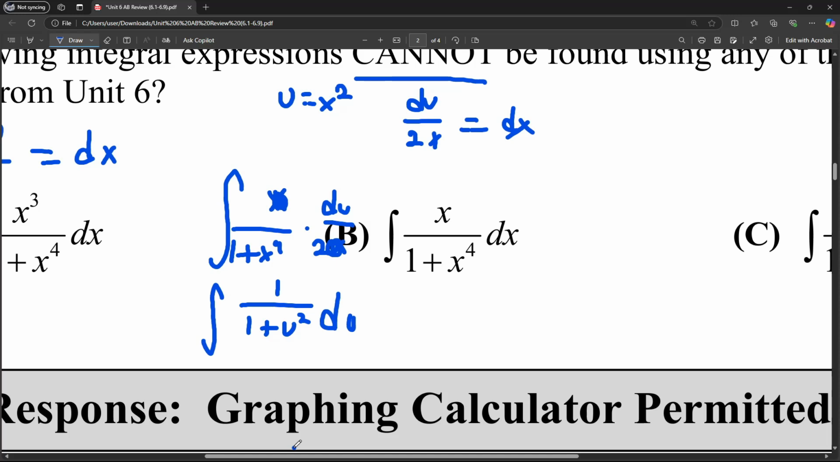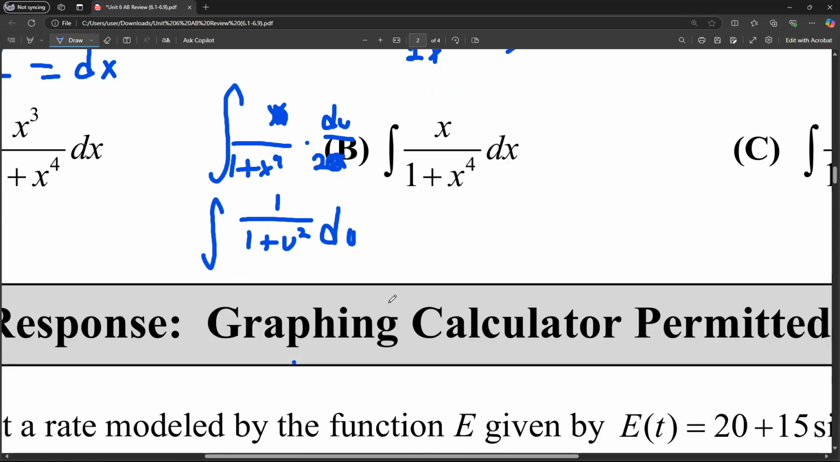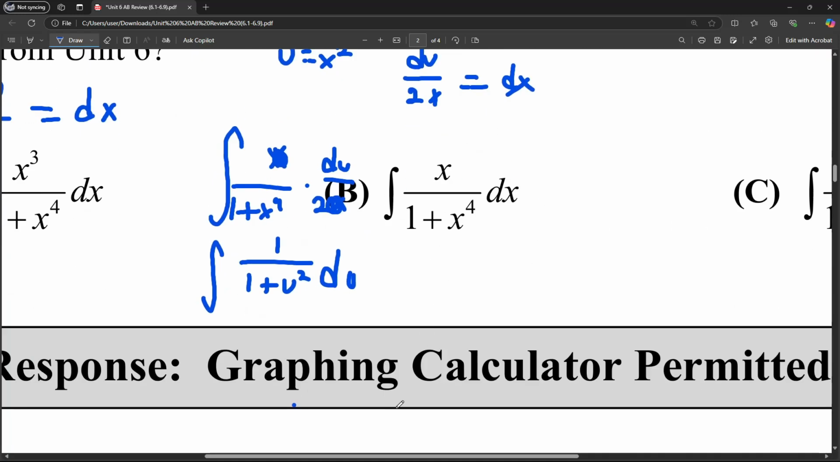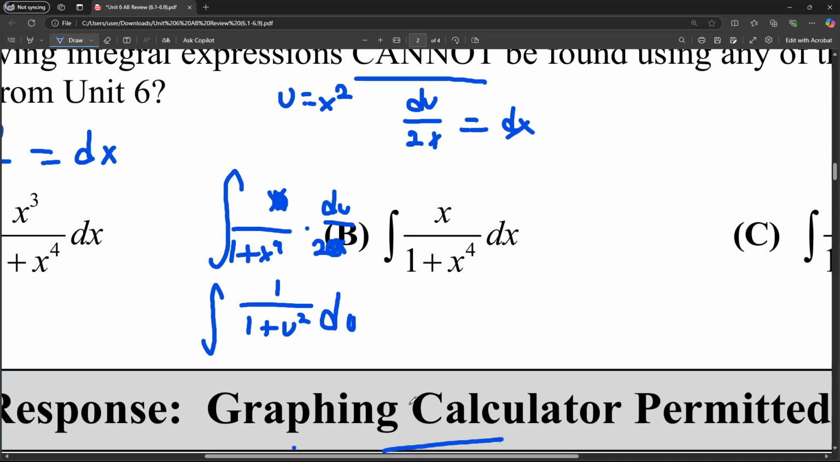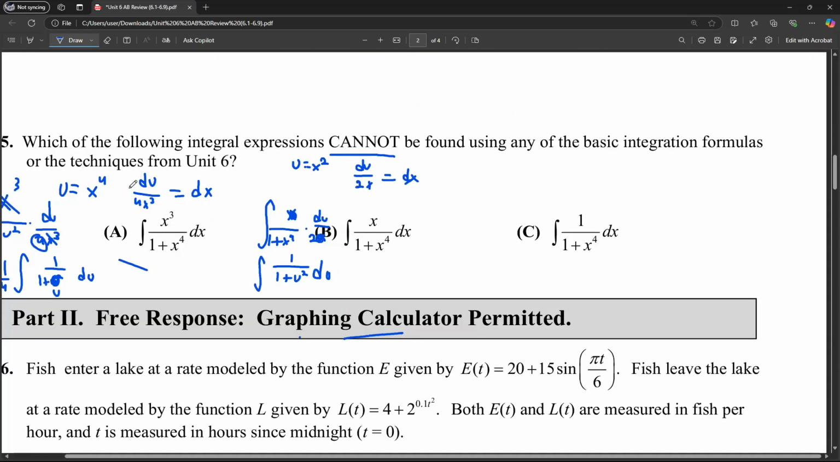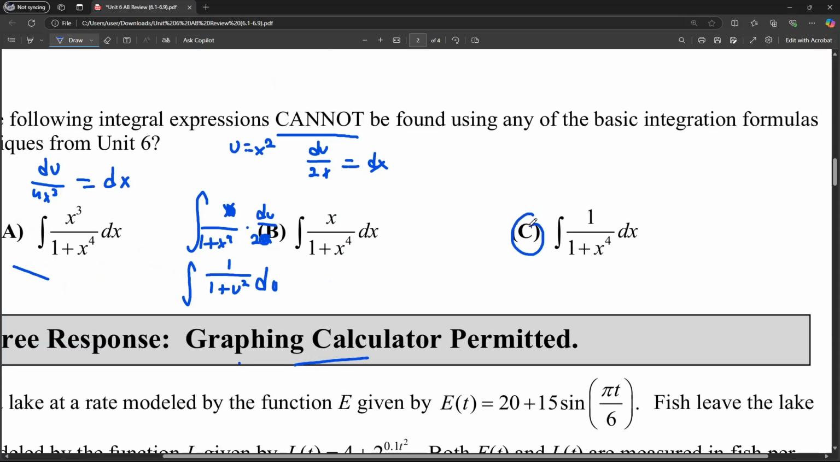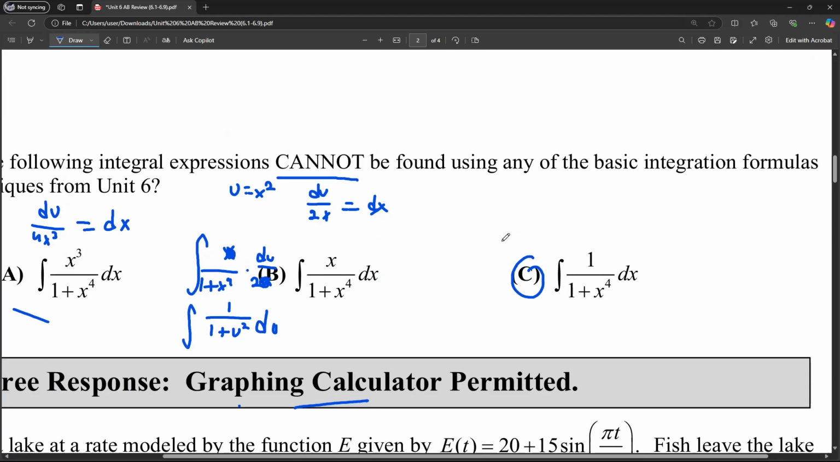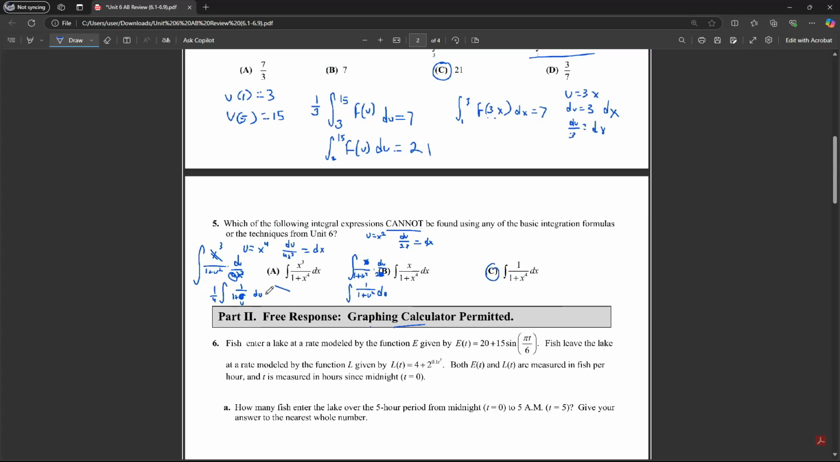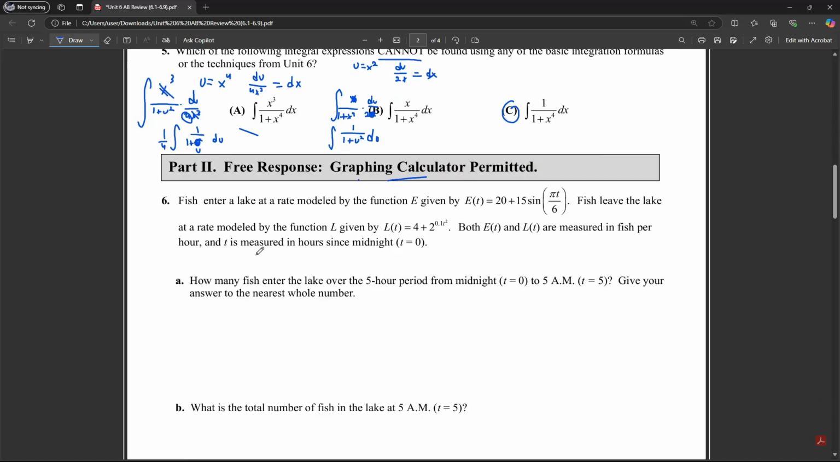If not, then I'm just doing it wrong. But yeah, this is like pretty late. All right. So because it can't be A or B, because you're able to use u sub to try and find the integral, that means the answer should be C. And if you try to do u sub with this, it's not going to work out. So yeah. All right. So now we're going to go into FRQ for calculator.